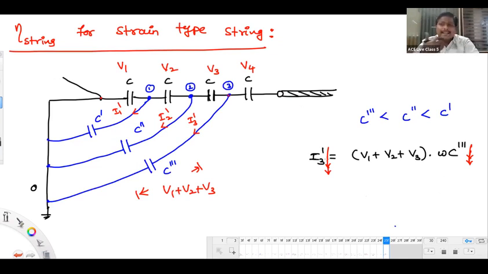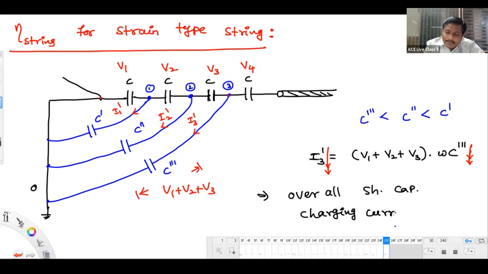Can I say a statement that overall shunt capacitance charging currents are negligible? Yes or no? Yes, right? So I can say that overall shunt capacitance charging currents are negligible.